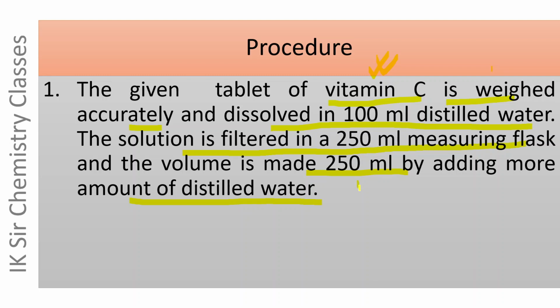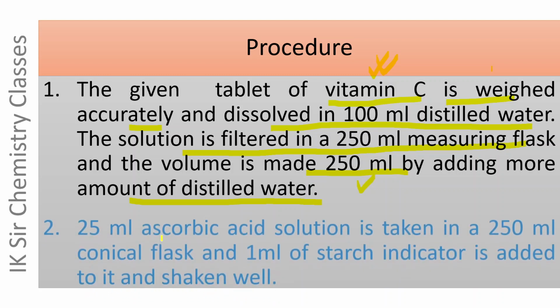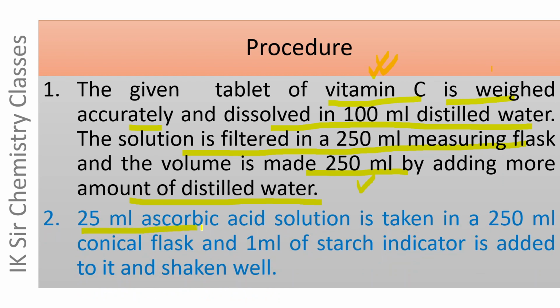of 250 ml. 25 ml of this ascorbic acid solution is taken in a 250 ml conical flask, and 1 ml starch indicator is added to it and shaken well. 1 tablet of vitamin C is dissolved in distilled water and the volume is made 250 ml.